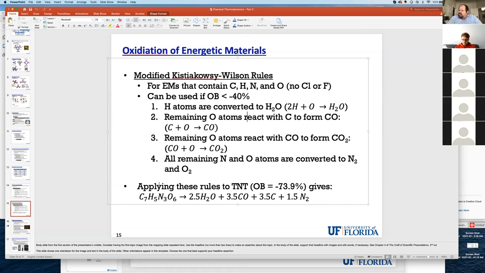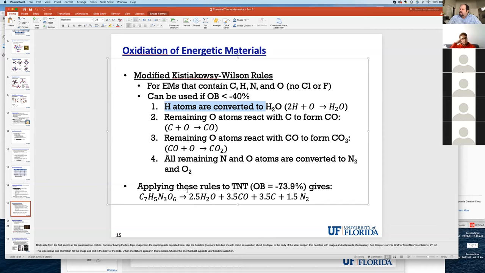Okay, and so if we apply these rules to TNT, which has a very negative oxygen balance, so it fits this rule. TNT is C7H5N3O6, and its oxygen balance is negative 73, which is less than our threshold. So we use this variant of the rule. For step one, we take all of the H atoms and react them with the available oxidizer. We have five H atoms, and so that will go to 2.5 H2O molecules. There are enough oxygen atoms to form these 2.5 moles of H2O.